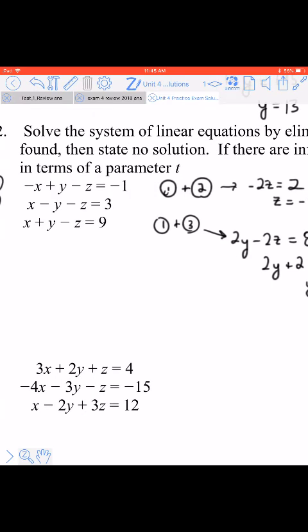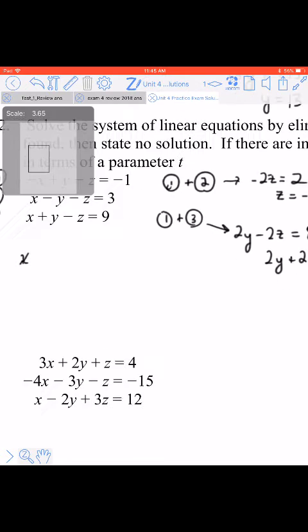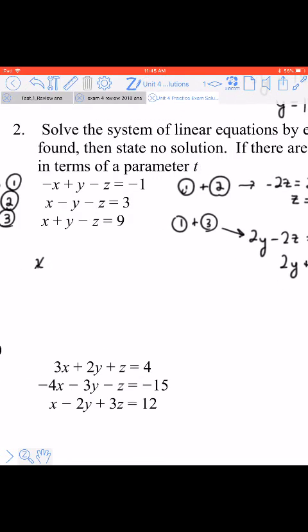All that's left is to solve for x. If I take this bottom equation and substitute the values for y and z, I'm going to get x, and then y was 3, so plus 3, and then minus z, which is minus negative 1, and that equals 9. So 3 minus negative 1, that's plus, so it becomes 4. If you take 4 from 9, you get 5. X equals 5. So the solution is 5, 3, negative 1.